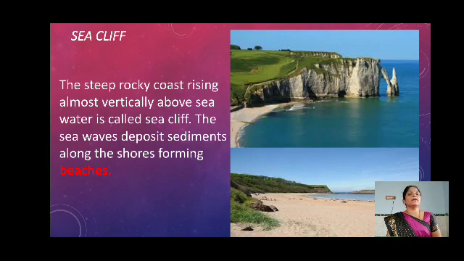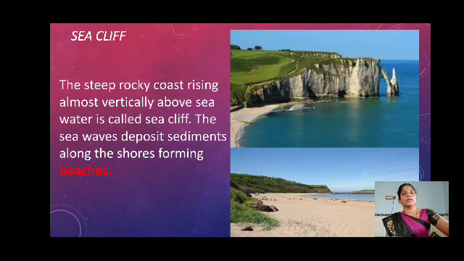Now you understand what a cliff is: a rocky coast rising almost vertically. Because of the sea hitting continuously, the rocky area rises vertically. It is not horizontal rising; it rises vertically because the bottom is eroded by the sea waves. That place is called a sea cliff, and the sand deposited on the sea shores forms beaches. Now you know about sea caves, sea arches, stacks, sea cliffs and beaches.